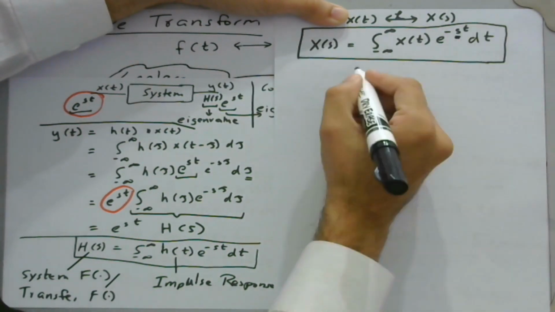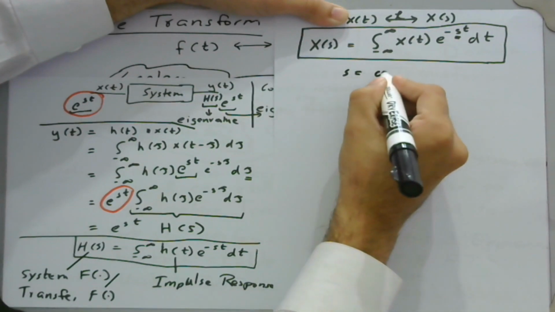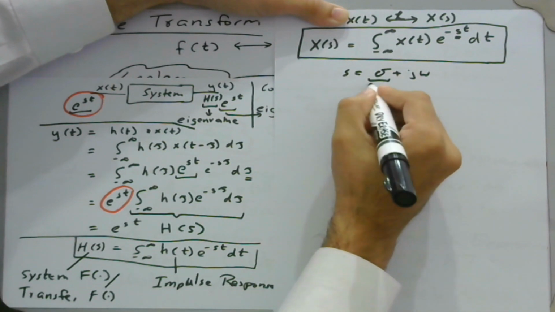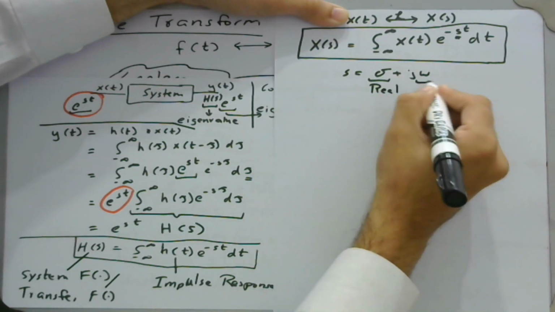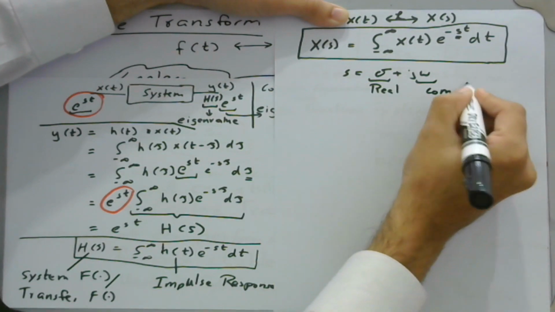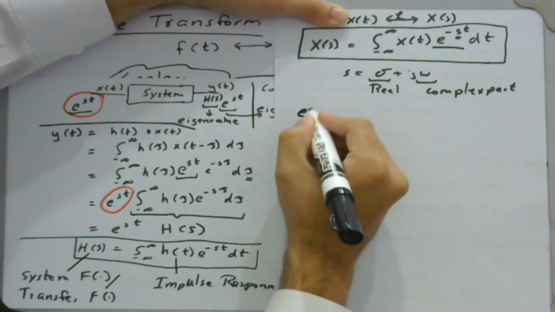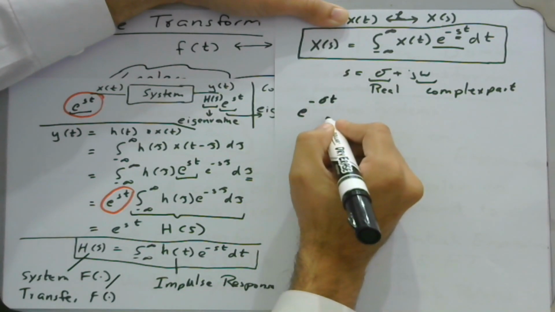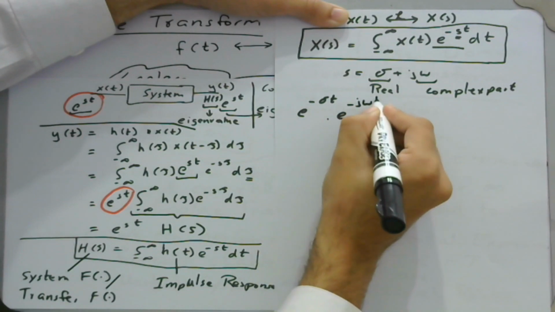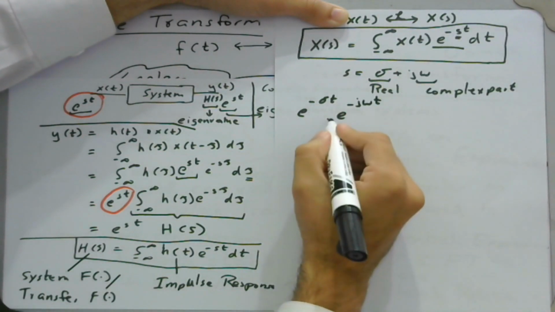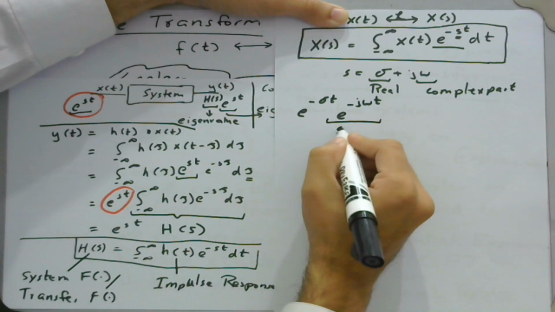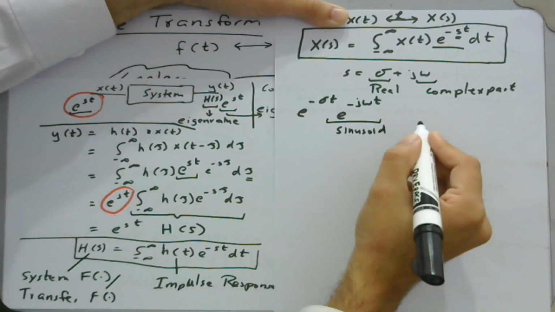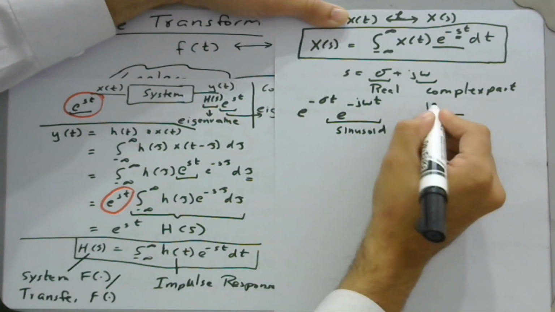Now this s is simply sigma plus j omega. So this is the real part and this is the complex part. So we get e^{-sigma t} times e^{-j omega t}. This is coming from here. This is a sinusoid or a complex exponential, so in the complex plane it would be oscillating.